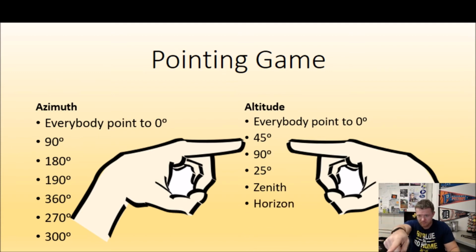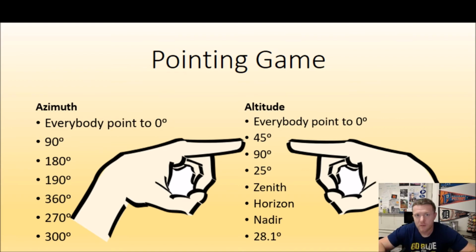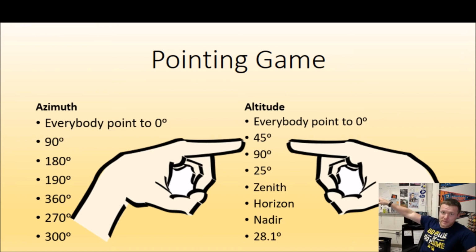The horizon, straight ahead. Let me point at you guys. That would be up for me though. So straight ahead. Nadir, directly underneath me. 28.1. Where have we seen that before? That's the latitude that Orlando is at. So if I'm pointed north and I can point to 28.1 degrees, hey, that's where Polaris is. That's where our North Star is.